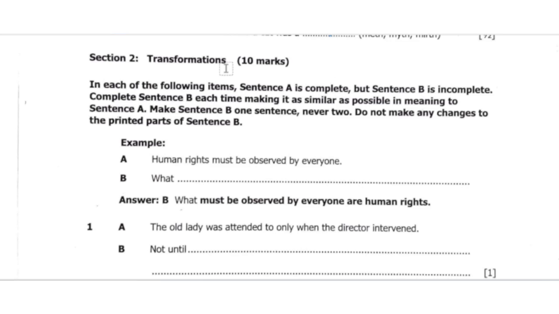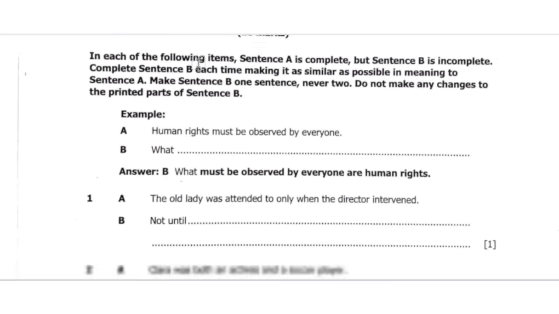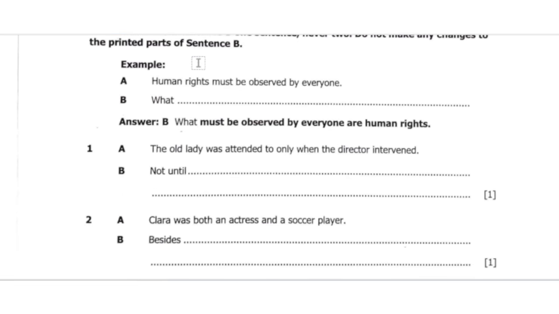In each of the following items, sentence A is complete, but sentence B isn't complete. Complete sentence B each time, making it as similar as possible in meaning to sentence A. Make sentence B one sentence, never two. Do not make any changes to the printed part of sentence B. So that's what they are telling us. Now remember, when you are given how sentence B will start, you don't make changes. They are telling us to start the sentence the way they have written it.